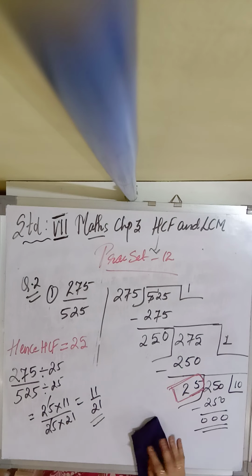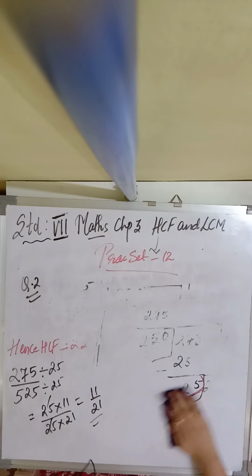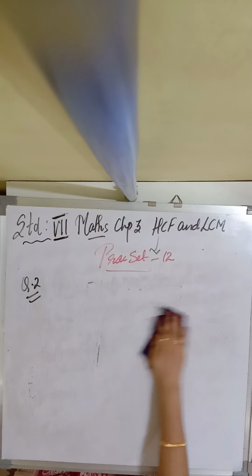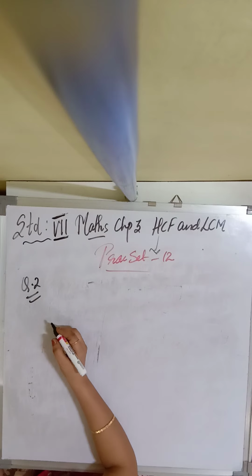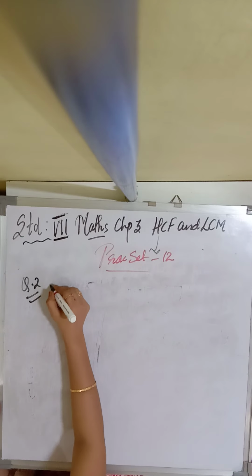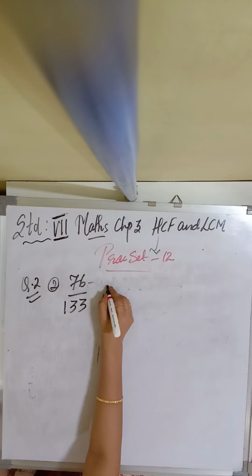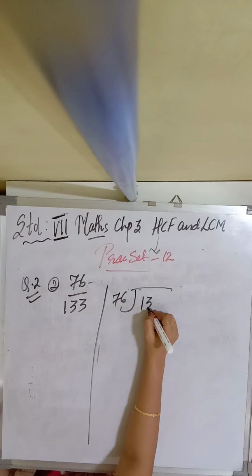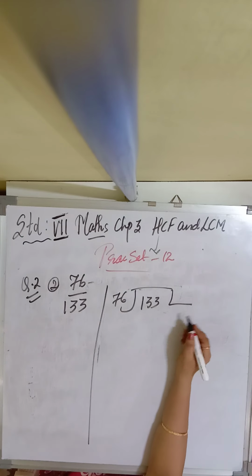Now moving to the second sum. The second question is 76 upon 133. So the method is the same. 76 is your divisor, 133 is your dividend. Now 76 ones are 76.